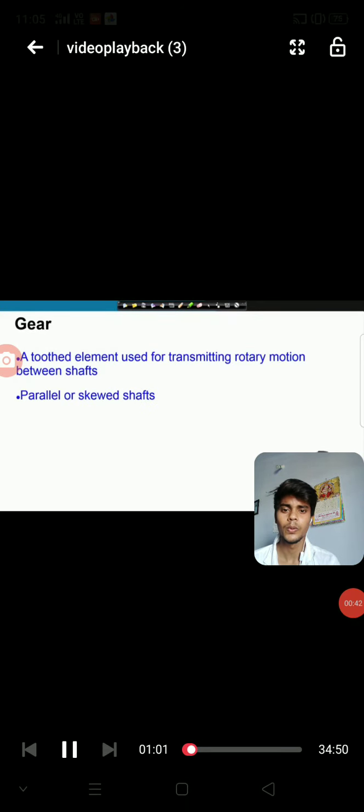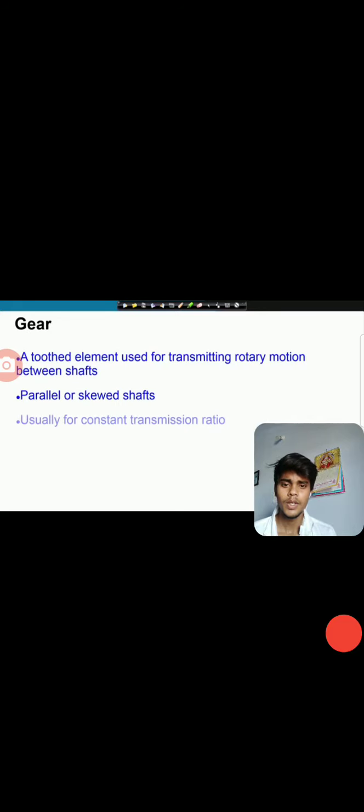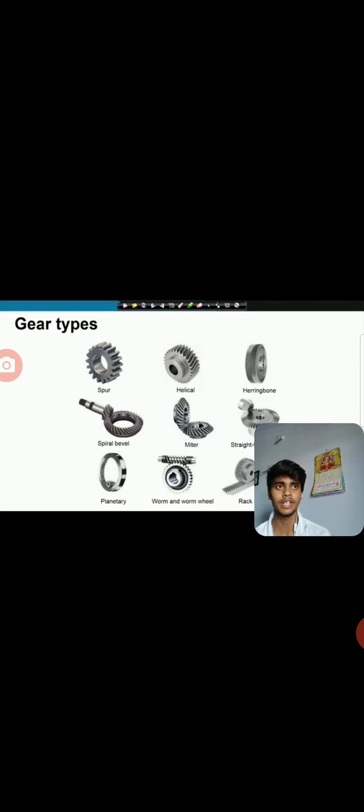A shaft can be parallel or skew. Usually we use gears for constant transmission ratios, but they have very special applications. We cannot discuss all of them. A gear is normally a toothed element used for transmission of circular motion. We can see many in daily life, for example in wall clocks.